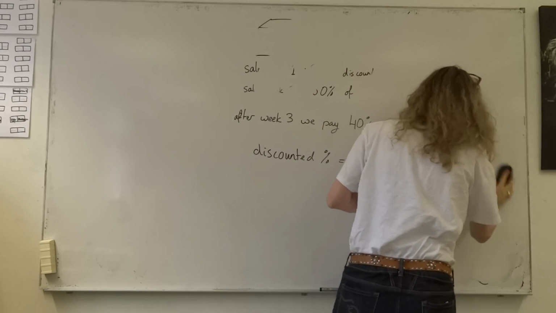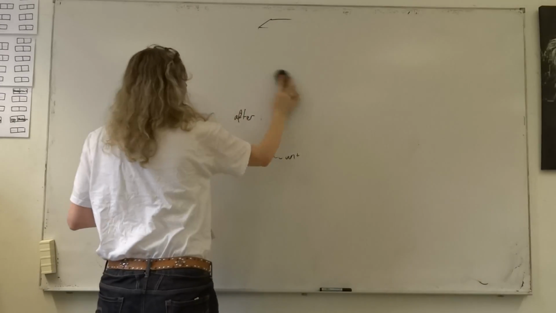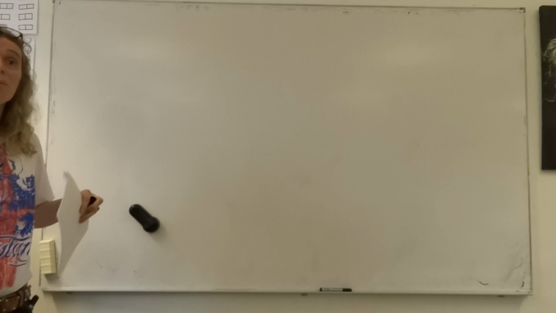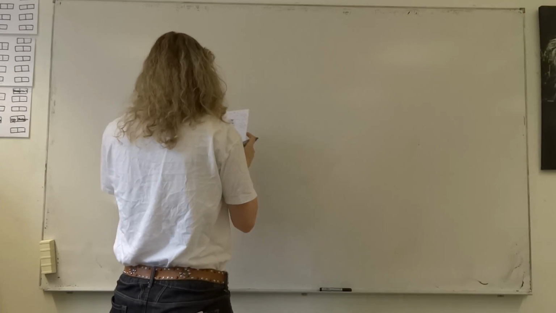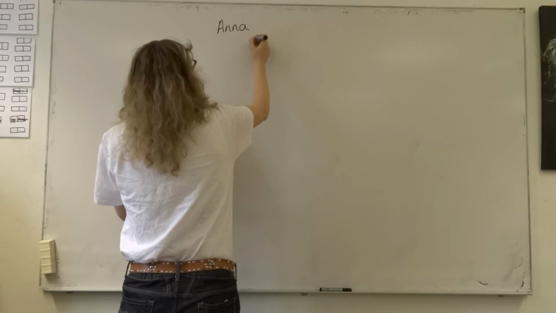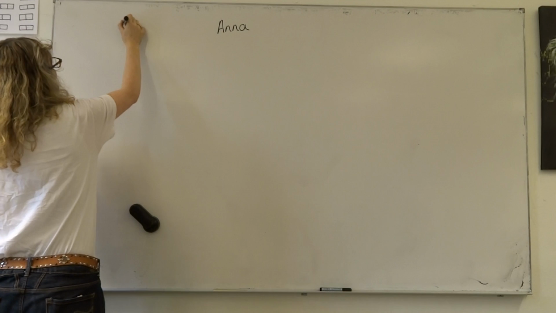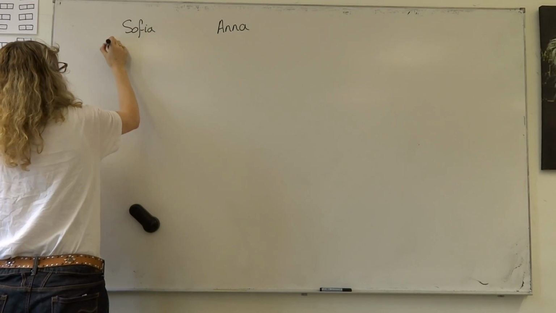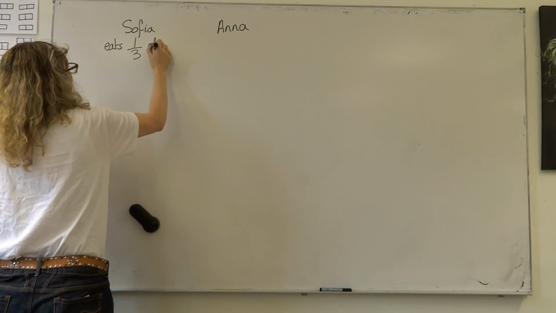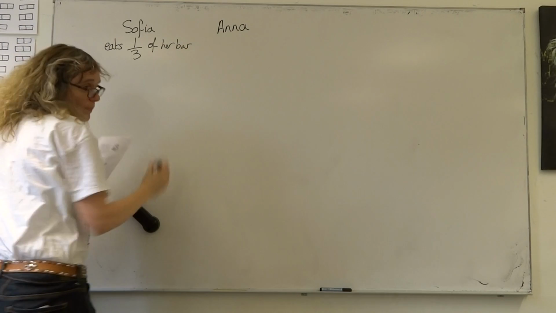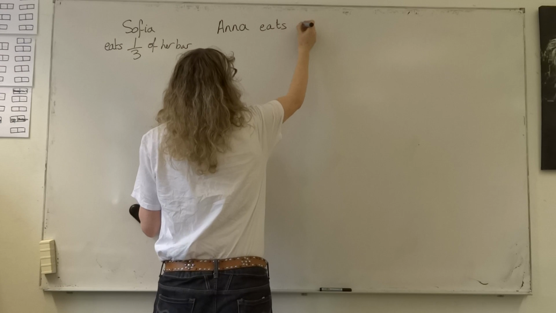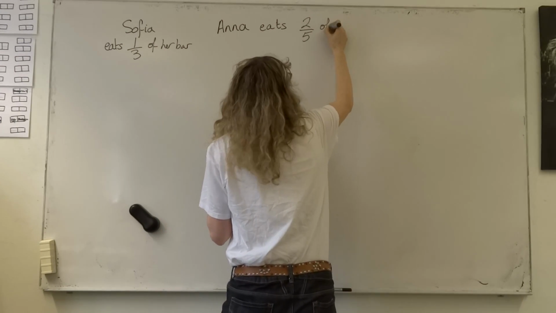Then we had this fun question, in which we have 2 girls, and they're both eating a chocolate bar, but they're eating a different weight of chocolate bar, probably a different make. And what do we know? We know that Anna and Sophia. So we have Sophia. She eats 1/3 of her bar, whereas Anna eats 2/5 of her bar.